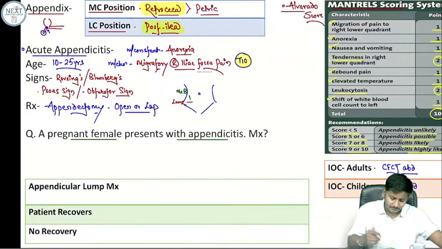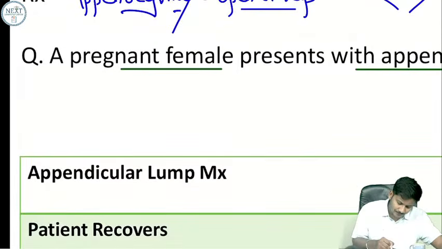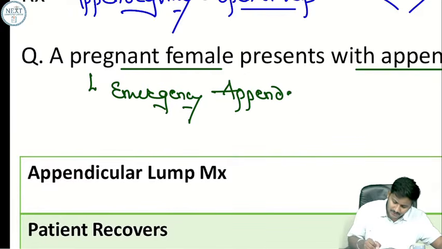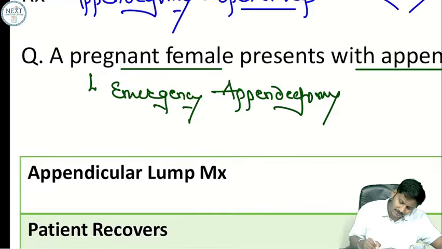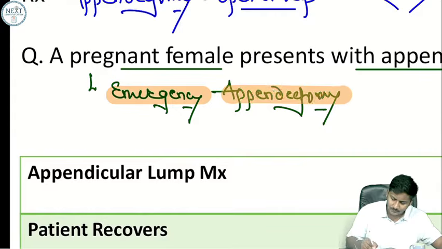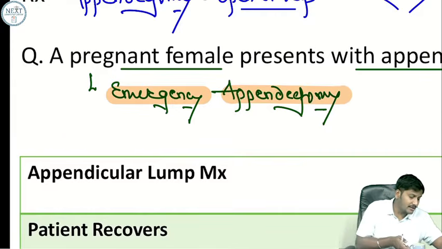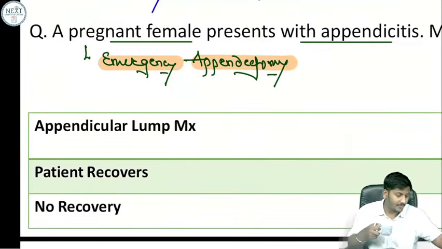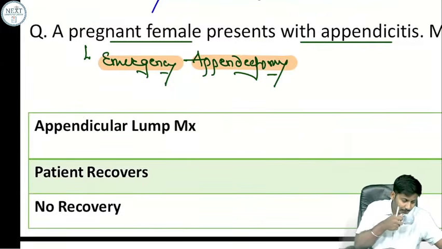Very good. I hope all of you are quite aware now. Whenever a pregnant female comes to us with acute appendicitis, treatment is always an emergency appendectomy. The reason is, we all know that pregnancy is an immunocompromised state. If you don't operate in the emergency, the appendix is going to perforate, and then not only the fetus, the mother's life is also in danger. That's the reason we always go for an emergency appendectomy. Clear?